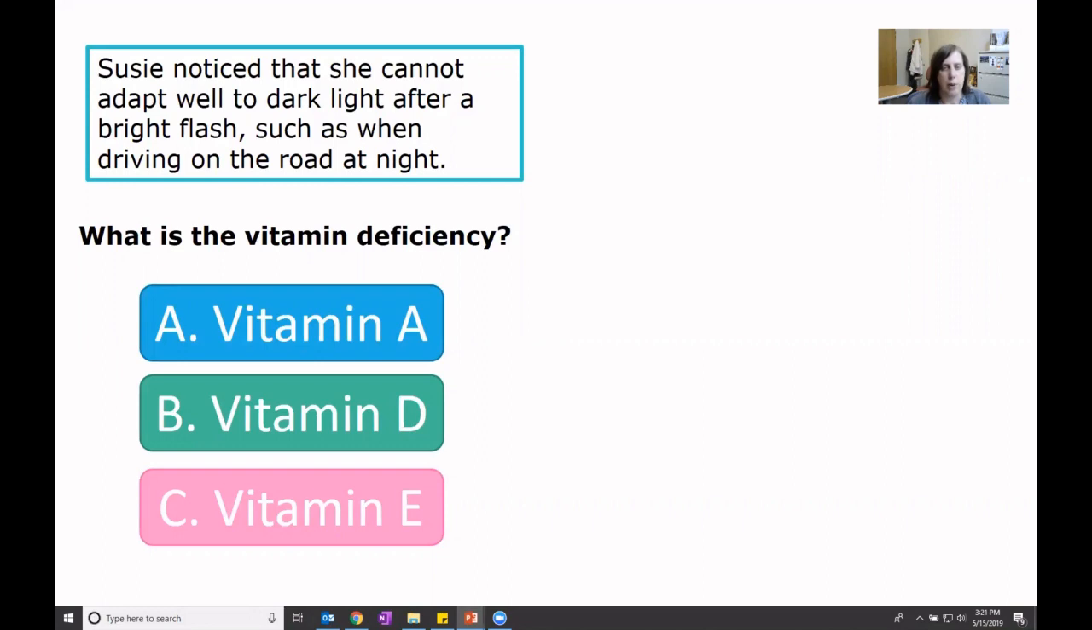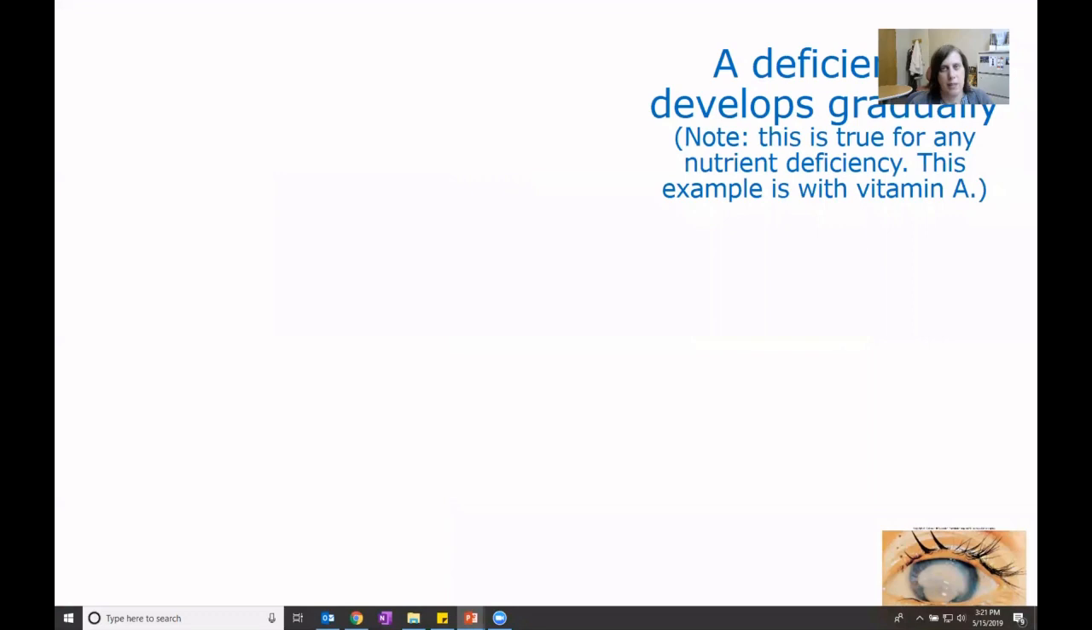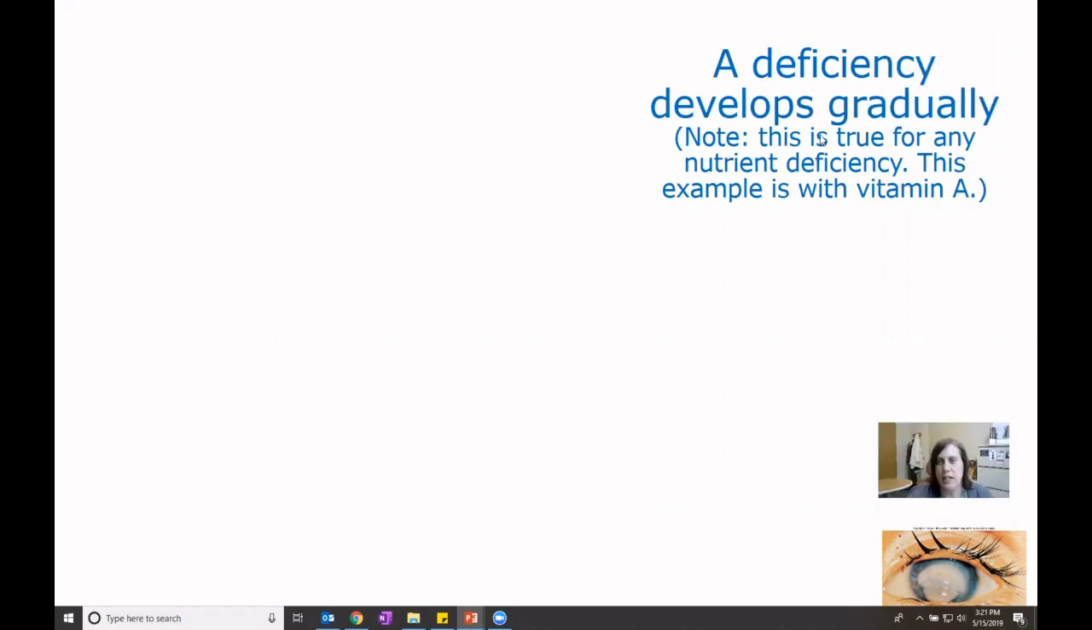Hopefully you remember from the reading that this is related to vitamin A, and if you think about its function, it is within vision. So if you're not getting enough vitamin A, then you can potentially have vision problems, especially in low light. So what is the deficiency name? This one is night blindness. And it can lead to xerophthalmia and eventually blindness.